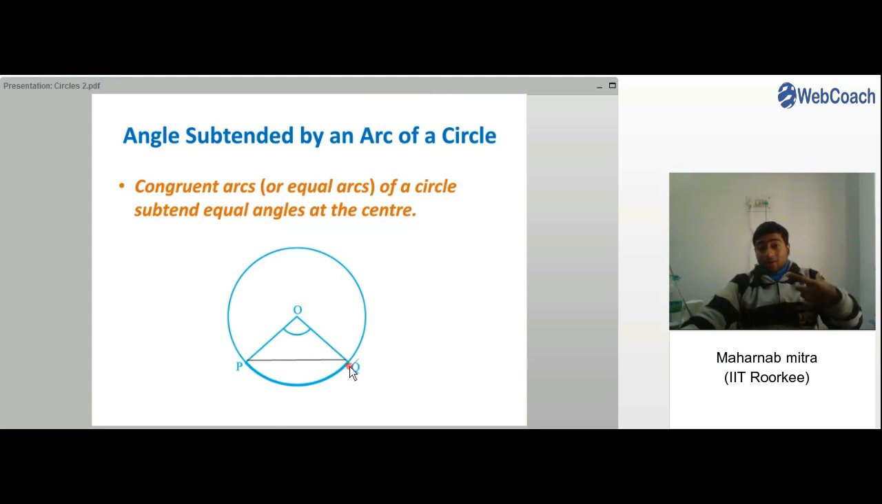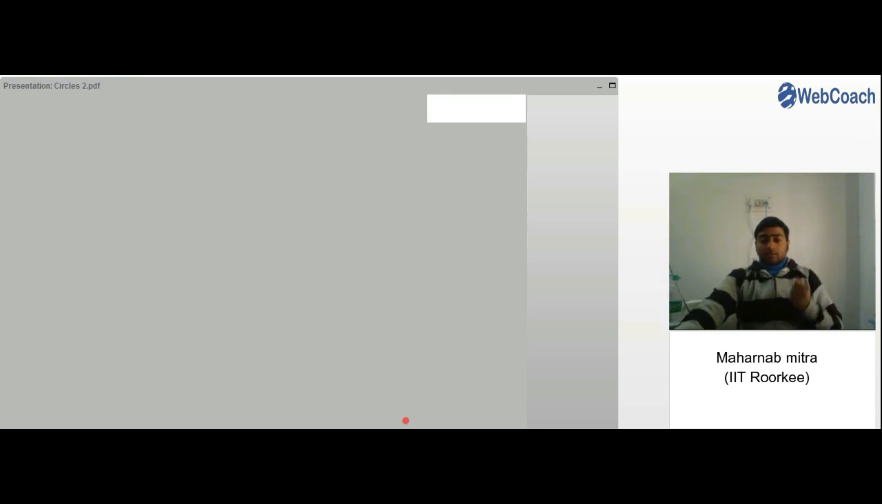But what if we did not consider that chord and we considered only the arc made by those same endpoints? If we considered the arc made by those same points and neglected the chord, even then the angles subtended would be equal, right? So you can imagine an invisible chord joining PQ, and if you are drawing two equal arcs, that means you have two equal chords joining the endpoints of the arcs, and as these two equal chords subtend equal angles at the center, similarly equal arcs also subtend equal angles at the center, right?